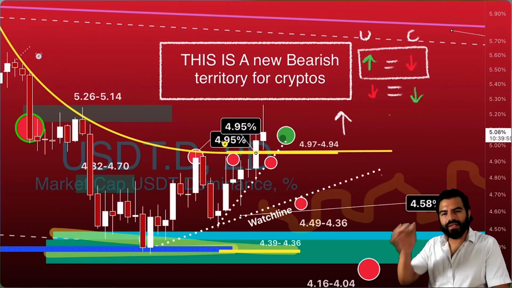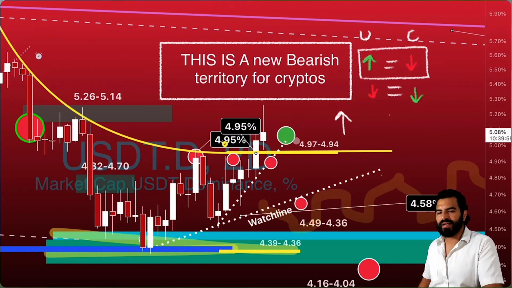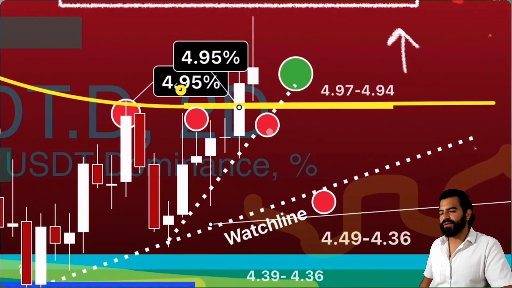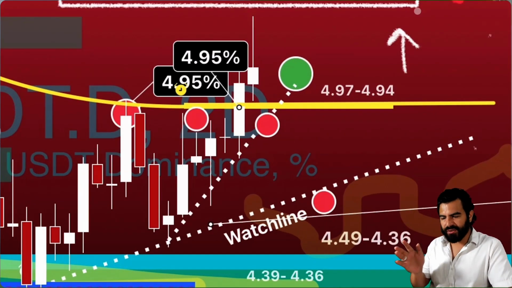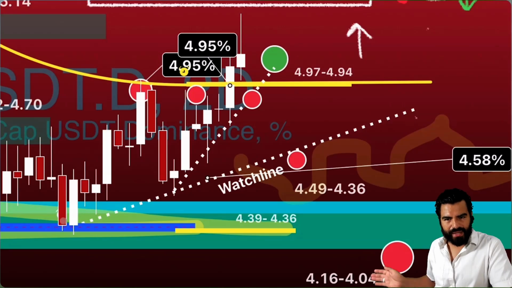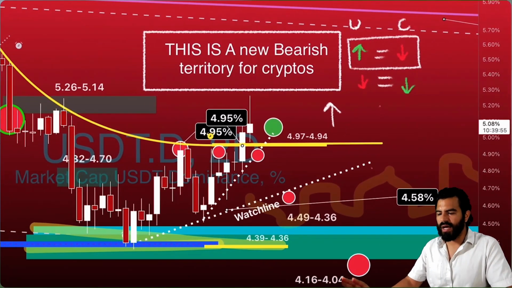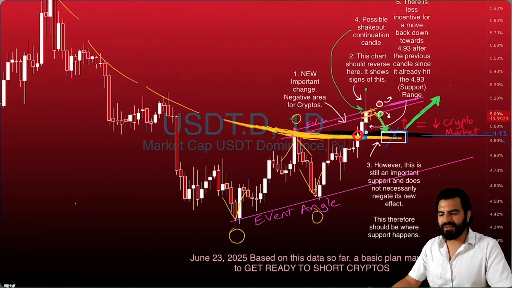So we've got to start being really careful now that this line has been cracked. When this goes up, your cryptos are coming down. The weakness that appears is underneath this watch line and that watch line. And when this goes down, cryptos come up. So that was what we placed on Saturday.